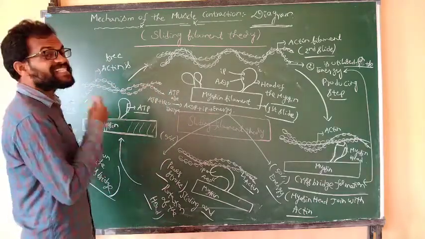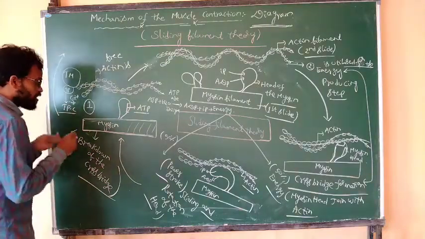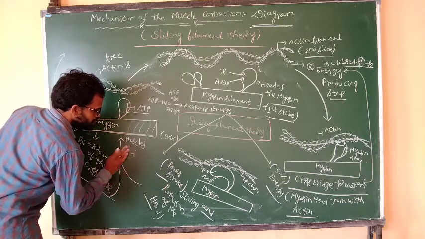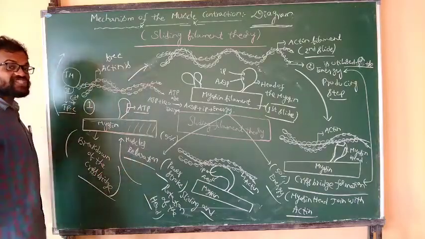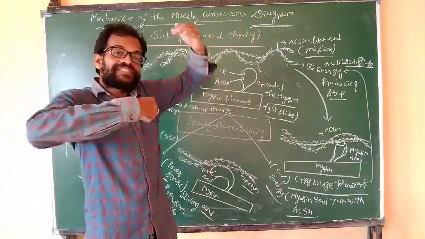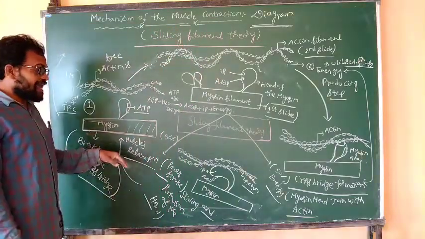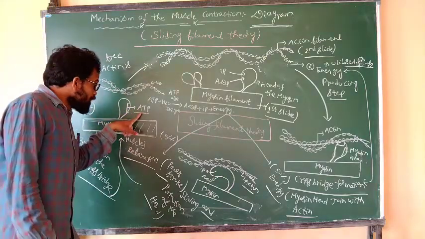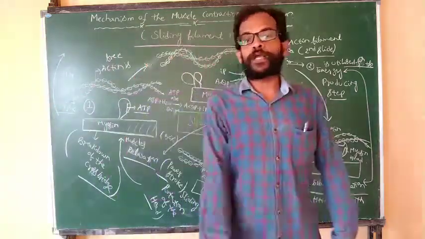The muscles are in a relaxed condition. Whenever the muscles relax, again the actin filaments and myosin filaments are separated. Whenever the actin filaments and myosin filaments are separated, a new ATP binds with the myosin head.